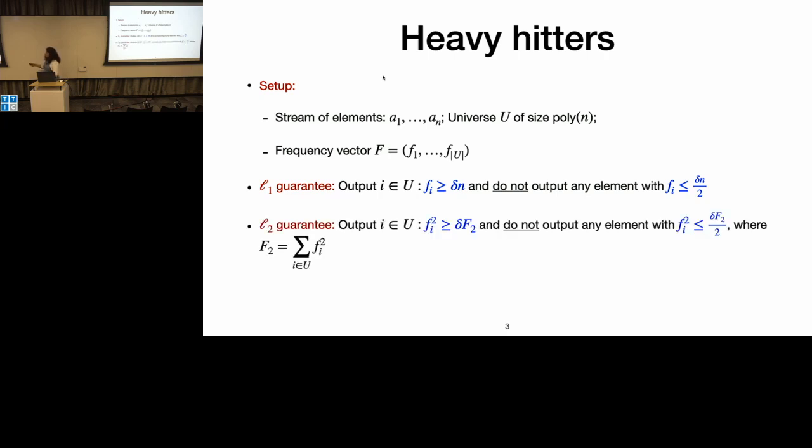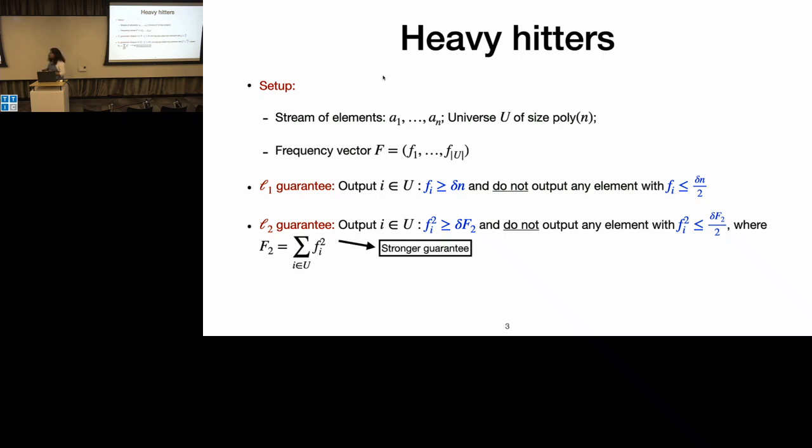And the second guarantee, which is a little bit more involved, is the L2 guarantee. In this, we consider the sum of frequency squares of the elements, or in other words, the L2 norm squared. And then we say that you want to output an element if its frequency squared is at least delta fraction of F2, and you don't want to output anything that's below half the threshold.